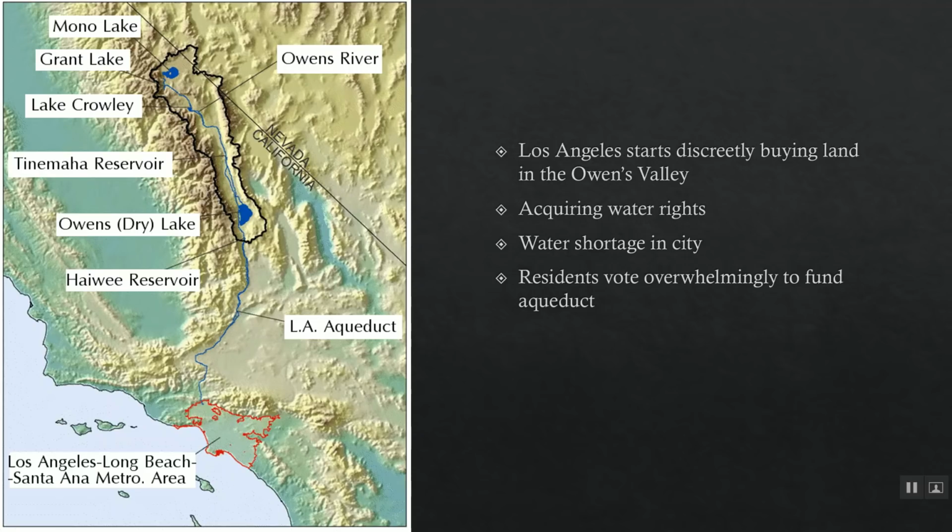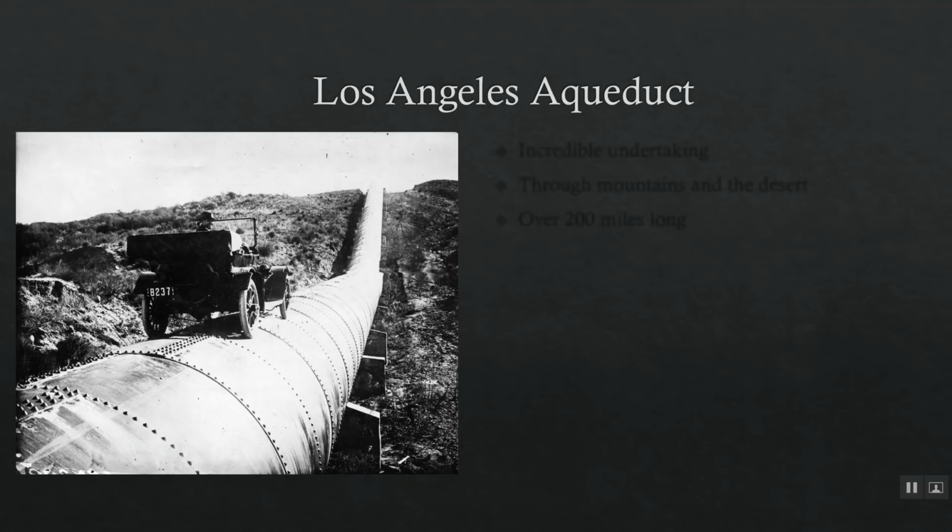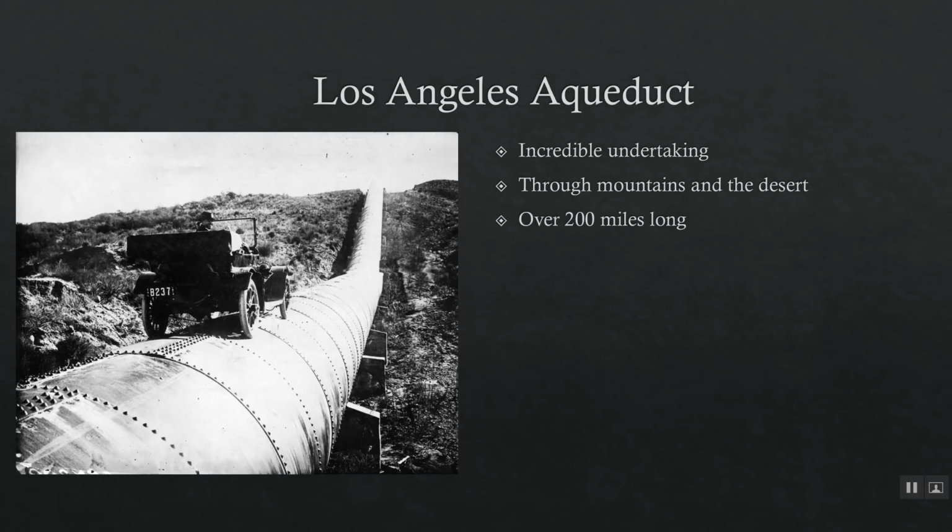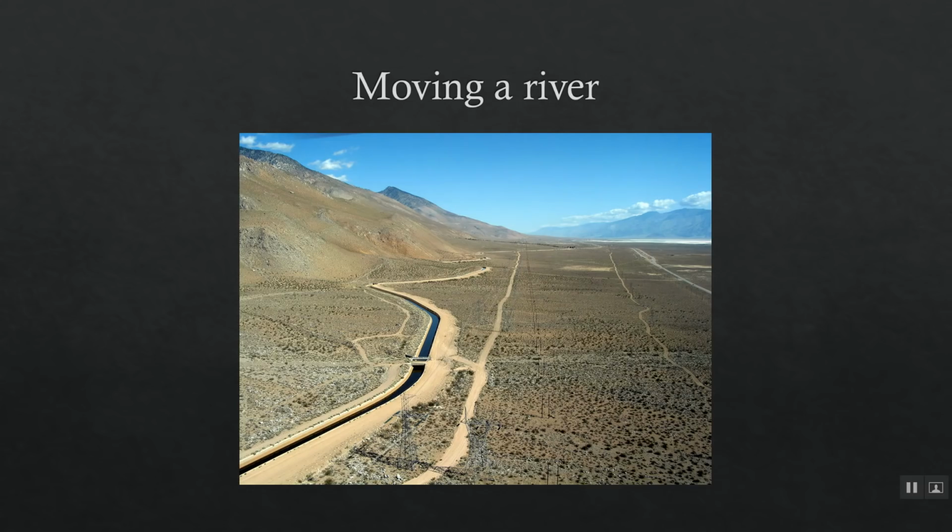The Los Angeles Aqueduct was truly an incredible undertaking. Through the mountains and deserts, it's over 200 miles long and was built, for the most part, without modern machinery that we would think of today. It was an engineering gravity-fed marvel, much more so than the Hetch Hetchy. They essentially moved a river, which is incredible. So they diverted this water off of the Owens River, just south of Owens Lake in the beginning, and moved a river from where it was going down to LA.